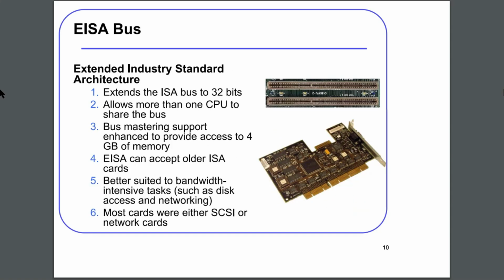So in this slide we can see the Extended Industry Standard Architecture, EISA, bus structure. It extends the ISA bus to 32 bits and allows more than one CPU to share the bus. Bus mastering support was enhanced to provide access to 4 GB of memory. EISA can accept older ISA cards and is better suited to bandwidth-intensive tasks such as disk access and networking. Most cards were either SCSI or network cards. So let's move to the next slide.